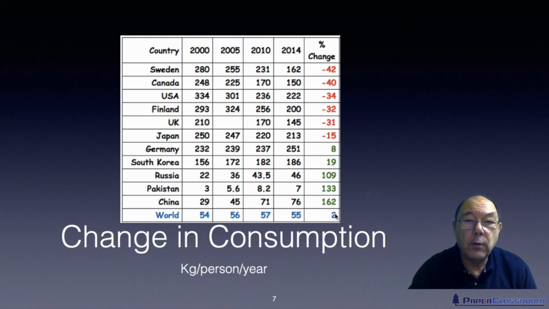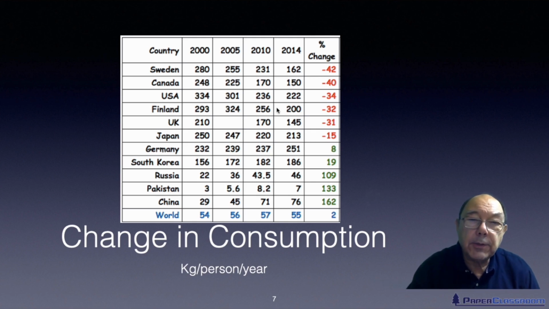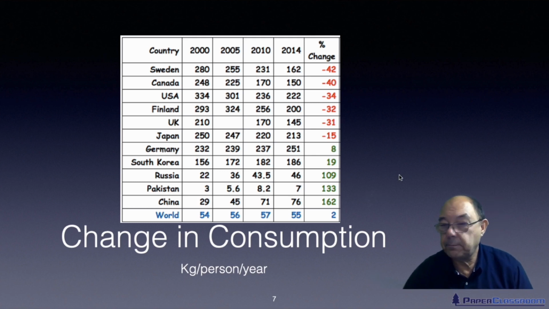And overall in the world, there's been a 2% increase in paper consumption. So you can understand why mills in these countries are closing down and people are building mills in these countries where the demand is.